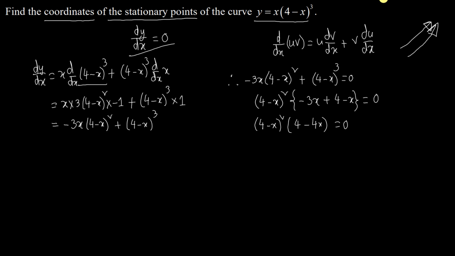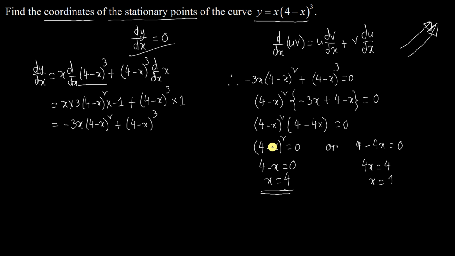equals 0. Now we can write here (4 minus x) whole square equals 0, or another expression 4 minus 4x equals 0. So from here you can write 4 minus x equals 0, and the value of x we got from there, x equals 4. So this is our x coordinate of the stationary point or turning point. Another value from here we can write, say 4x equals 4, then the x value is 1. This is another x coordinate of the stationary point.